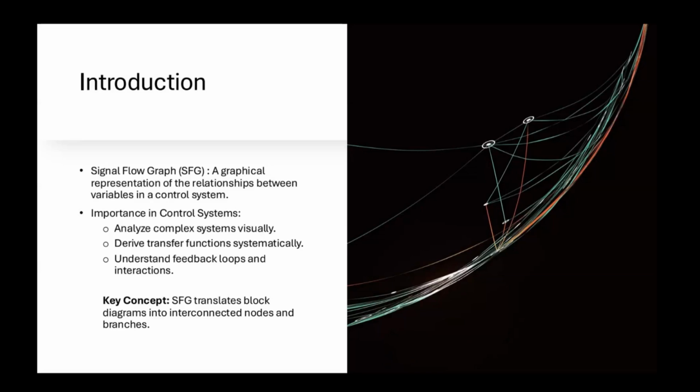The importance in control systems is that we can analyze complex systems visually and derive the transfer functions systematically. We will see the formula that we will use in signal flow graphs, and it is also helpful in understanding the feedback loops and interactions. And the key concept here is that a signal flow graph translates a block diagram into interconnected nodes and branches.